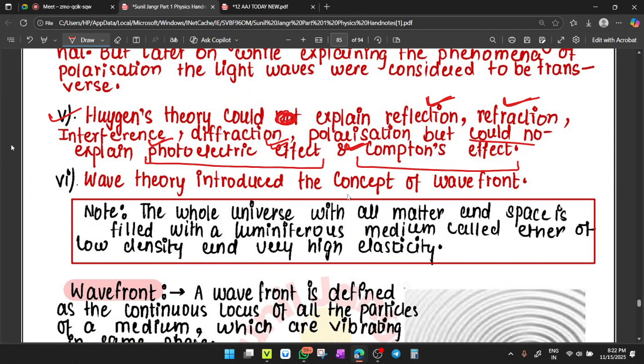Wave theory introduced the concept of the wavefront. So from here the wave theory starts. First, it is the concept of the wavefront. So Huygens introduced the concept of the wavefront. In fact, the name wavefront was given by Huygens.